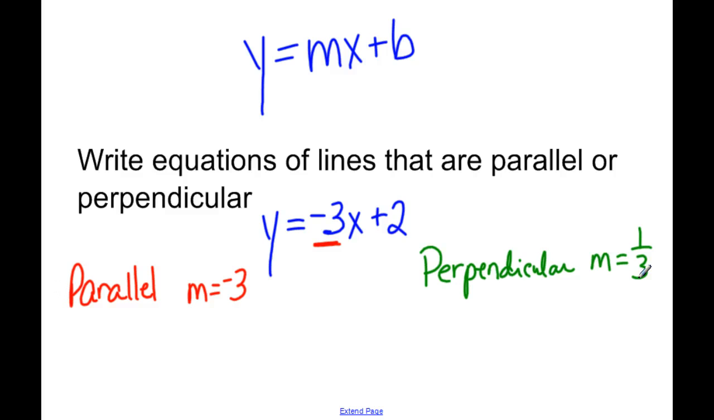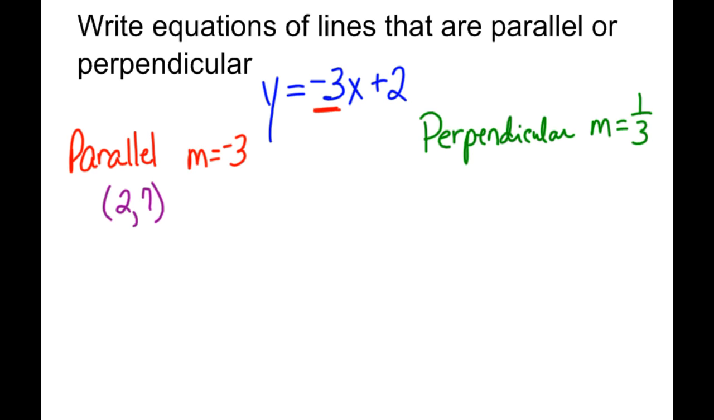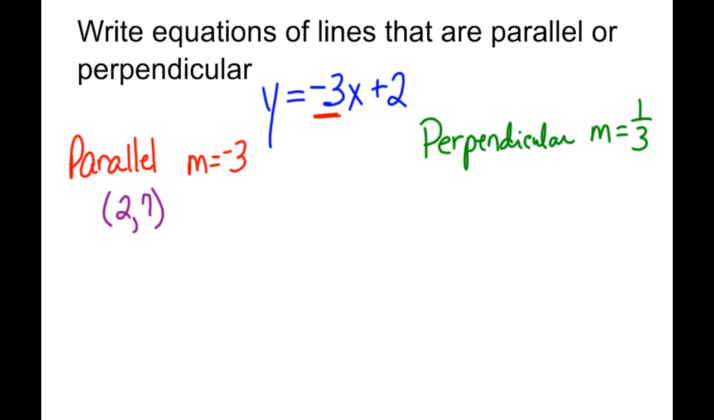So let's go ahead and review that also. Okay? Let's say that I asked you to write an equation for a line that is parallel and goes through point (2, 7). Remember, the form that is best to create is point-slope form. So I'm going to put y minus my y value is equal to my slope times x minus my x value. Okay?